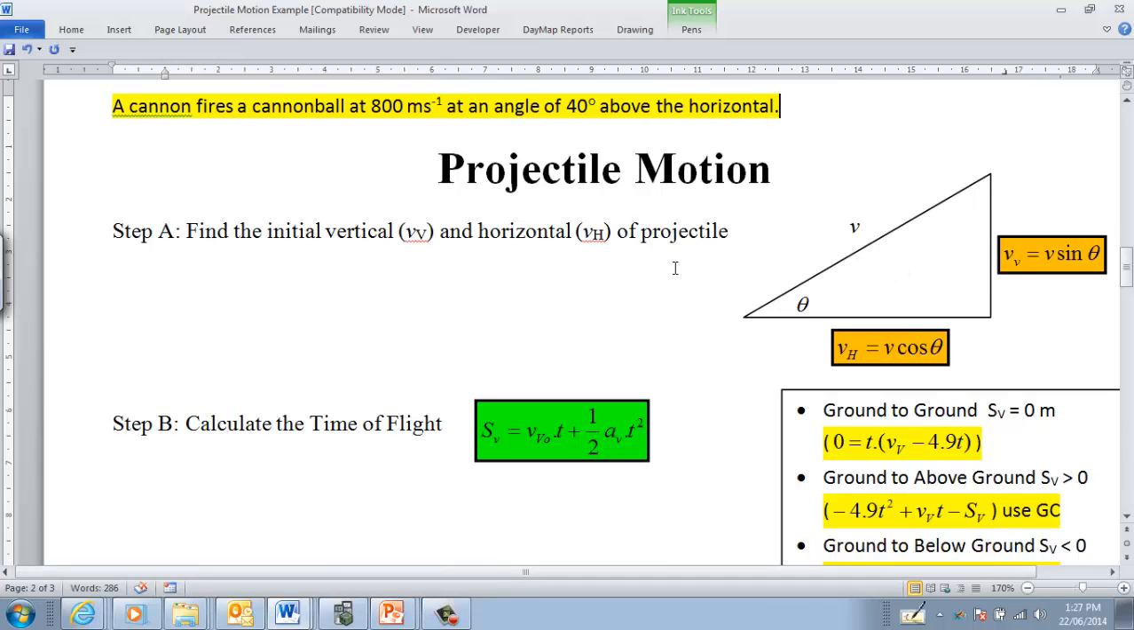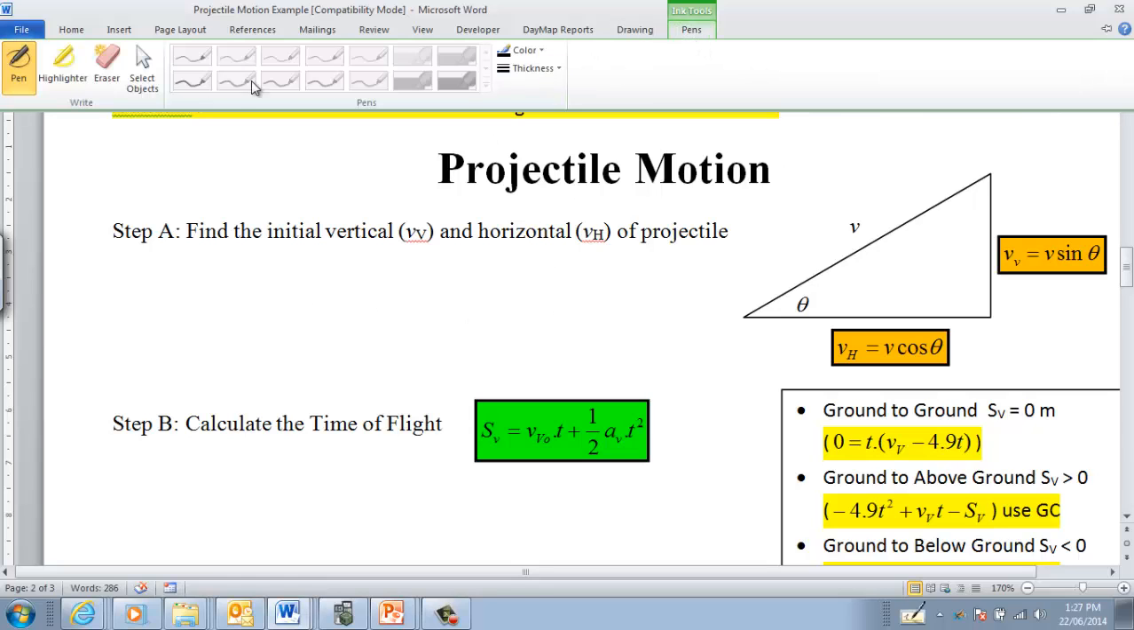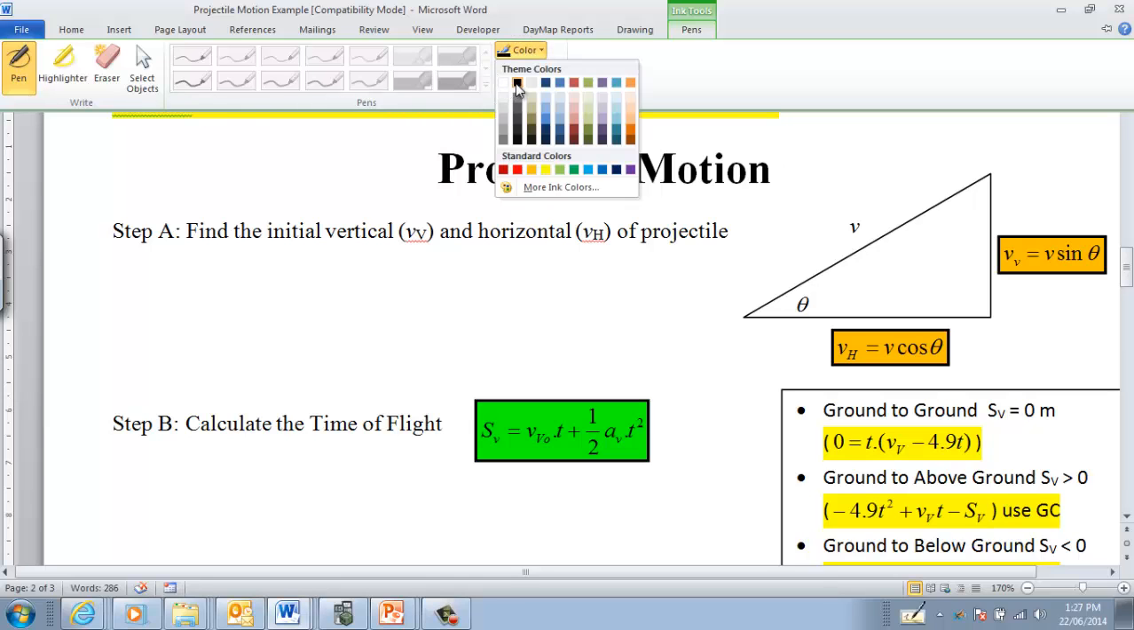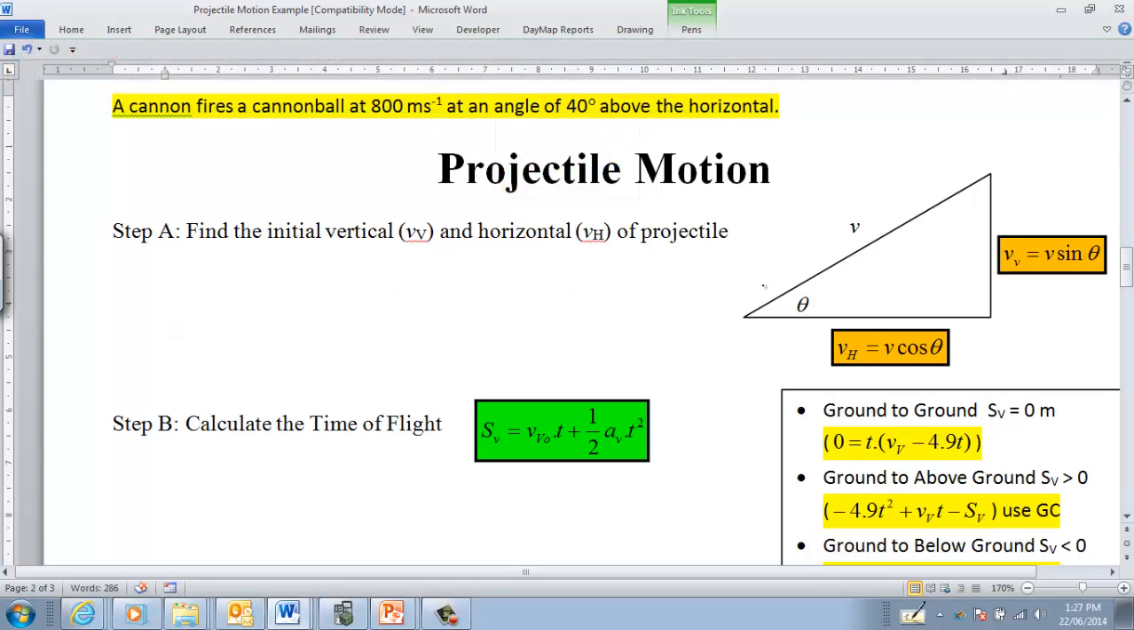So here are my formulas to work out the horizontal and vertical components. That's what we need to do. If we work in black, we've got our diagram drawn there. So we could say our V vertical is equal to V sine theta, so that's going to be 40. Sorry, it's not V, it's 800. So it's 800 sine 40. And then we know that our V horizontal is going to be equal to 800 cosine 40.